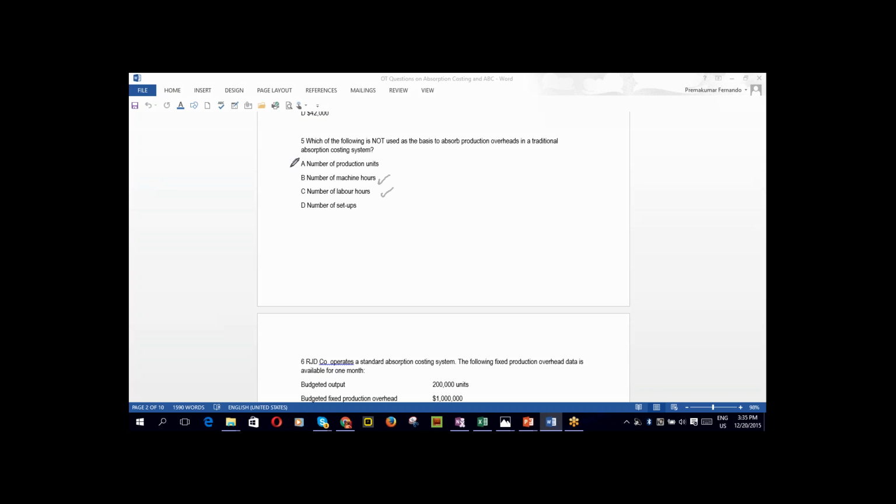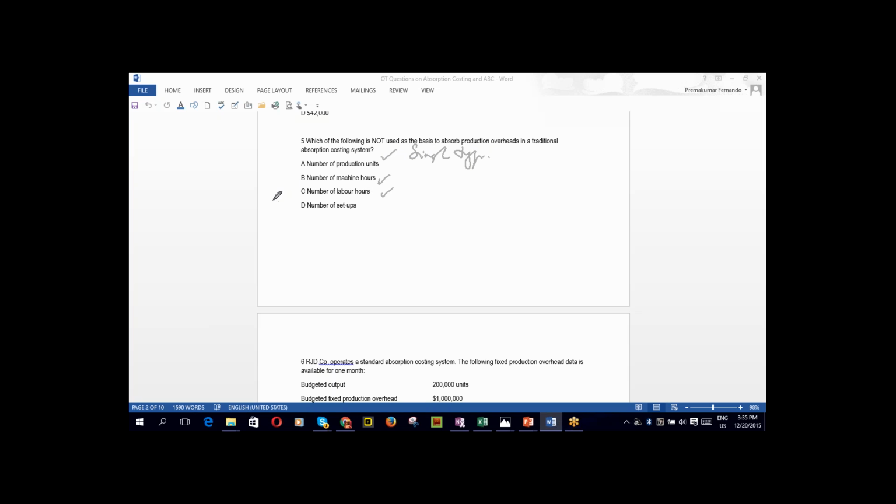Production units also we use. You remember that earlier question, we used the production units. Production units can be used because if you are producing a single type of product, this is the best method to use. If you are producing three types of newspapers, you can't do it. But if you are producing only one, you can use it.